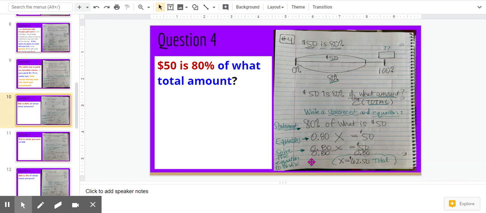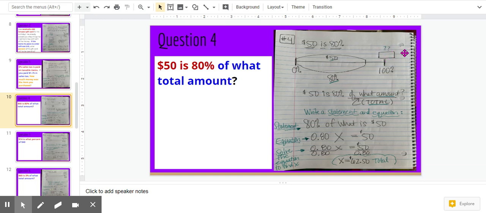So remember, I used my line fraction bar to represent division. And on both sides, I'm showing that. So then when I divide 50 by 0.80, that gives me the value of X, $62.50. So X up here, I did not put an X in my diagram, but the box here is representing X, what I don't know.